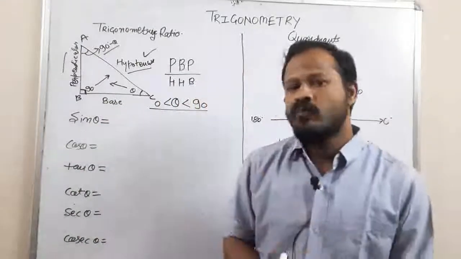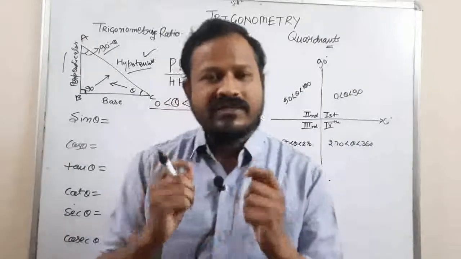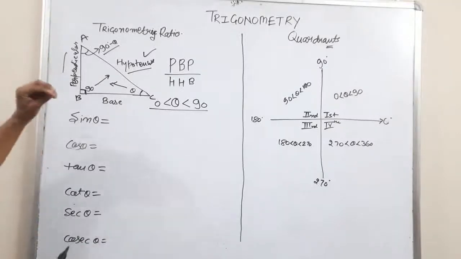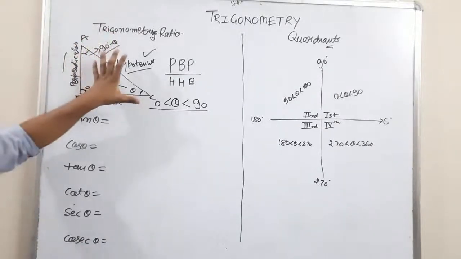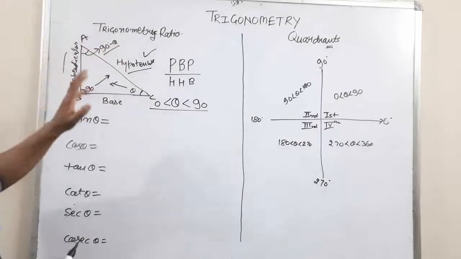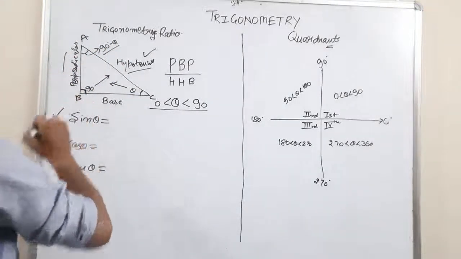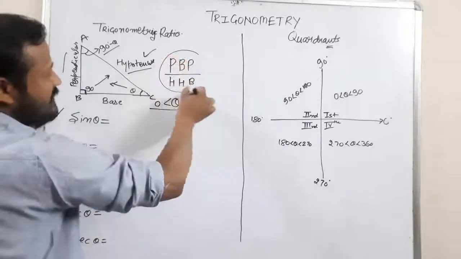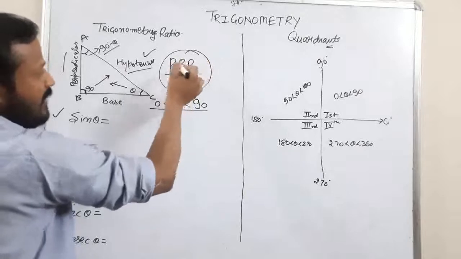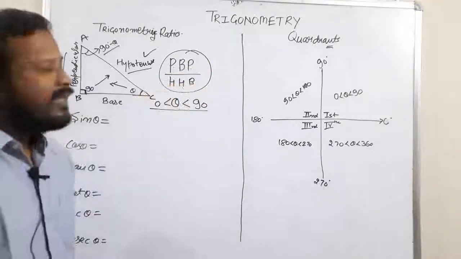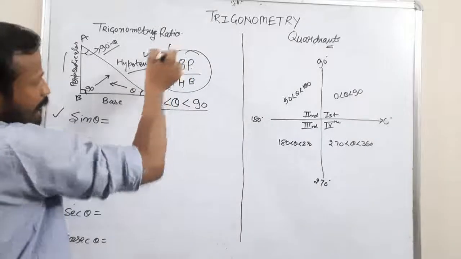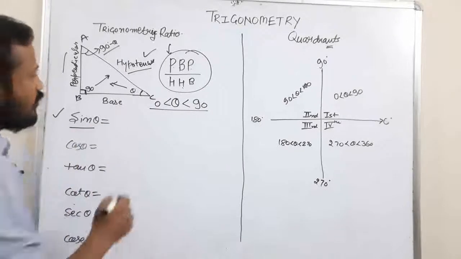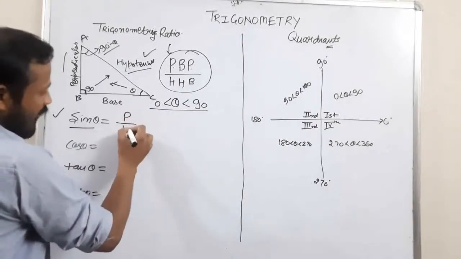Now let's move to the trigonometrical ratios. Trigonometrical ratios are simply defined as the ratios of the three sides. Let's say first is sine theta. We have a trick or formula: Pandit Badri Prasad Har Har Bole, which is PBB HHB. The first one is P upon H, perpendicular upon hypotenuse. So sine theta is equal to perpendicular upon hypotenuse.